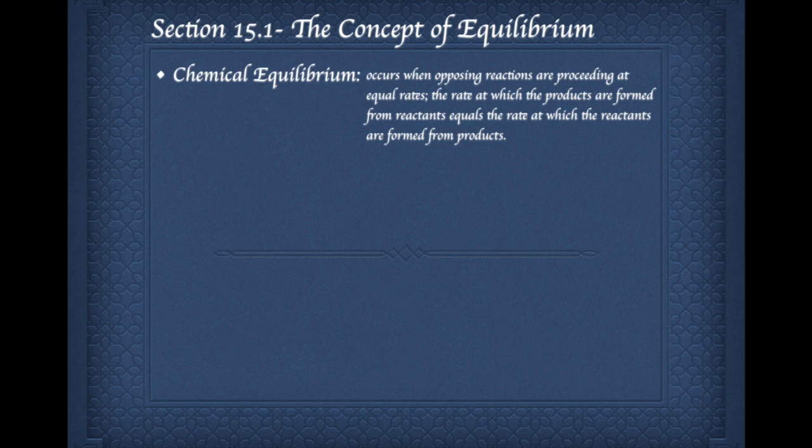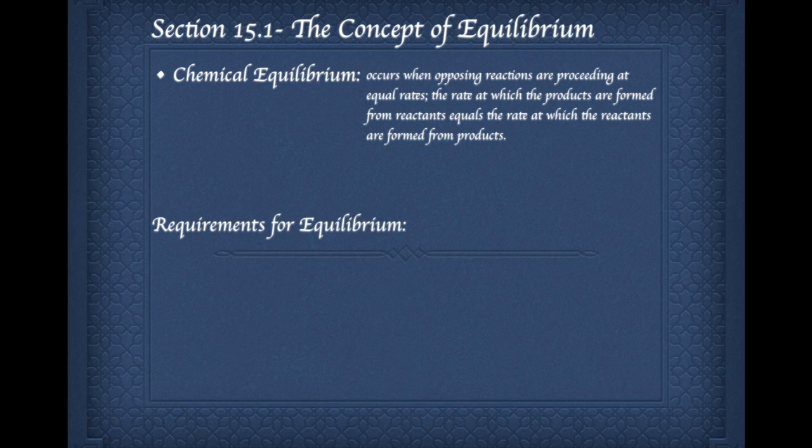So again, chemical equilibrium occurs when opposing reactions are proceeding at equal rates. Now, the important thing for you to know specifically for chemical reactions is it's when the rate at which the products are formed from the reactants, so that's the forward reaction, equals the rate at which the reactants are formed from the products. So that would be the opposite process, that would be the reverse reaction. So those two are equal. When they are equal, you are in chemical equilibrium.